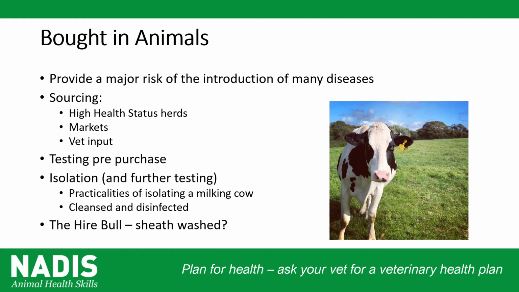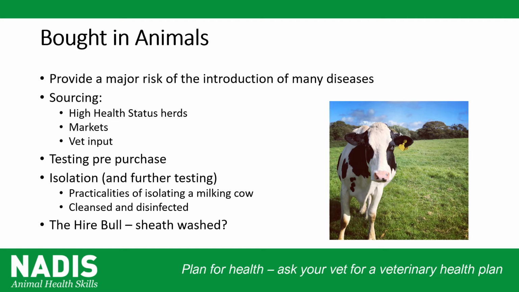And the big thing for brought-in animals is always to have vet input, so you know what's currently the status of your herd and what's the risk of buying something in, and what testing needs to go on. All brought-in animals need to enter isolation and might need any further testing. Isolation always needs to be available on any herd, but it's particularly important you think about the practicalities of isolation for a milking cow.